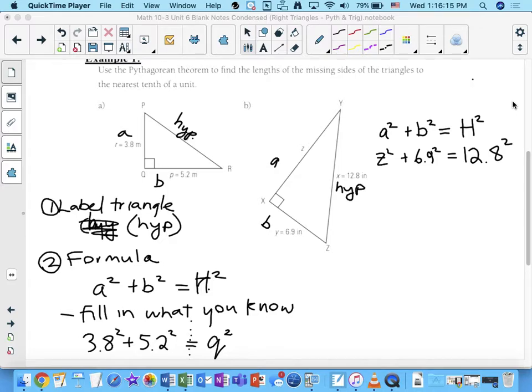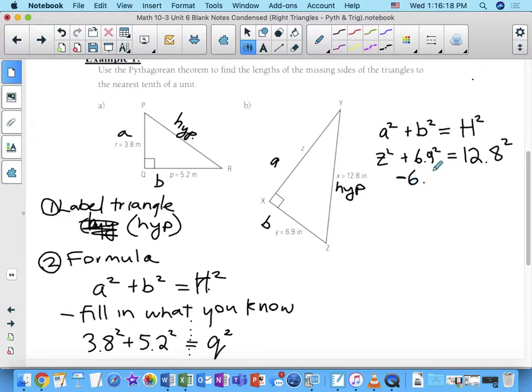Subtraction, yes. So minus 6.9 squared. Okay, so you can subtract the 6.9 squared first if you want. Did anyone think of doing 6.9 times 6.9 first and 12.8 times 12.8 first? No, you all were, oh good, okay, cool. So then what we're going to end up with is all that we have on the left side is z squared, and on the right side we have 12.8 squared minus 6.9 squared.